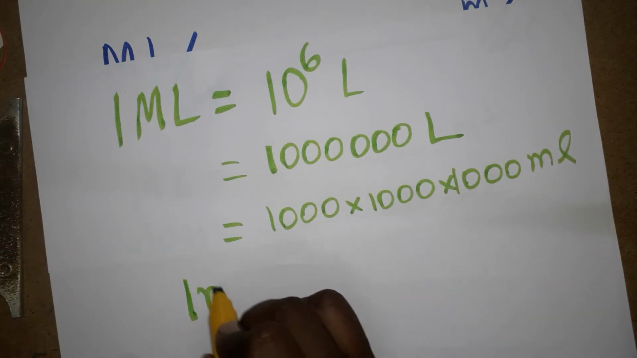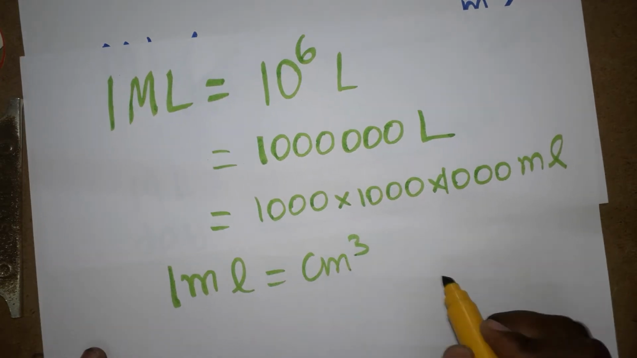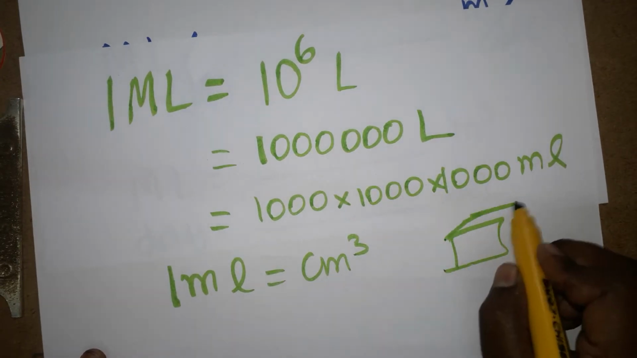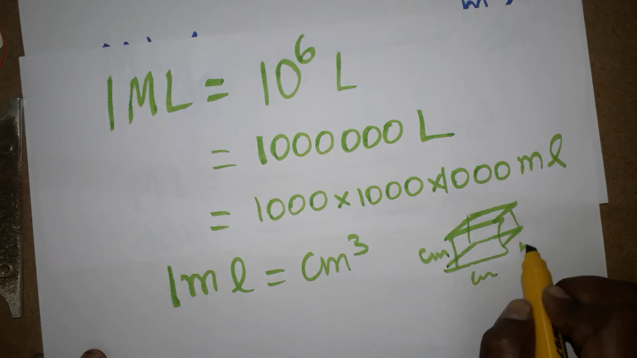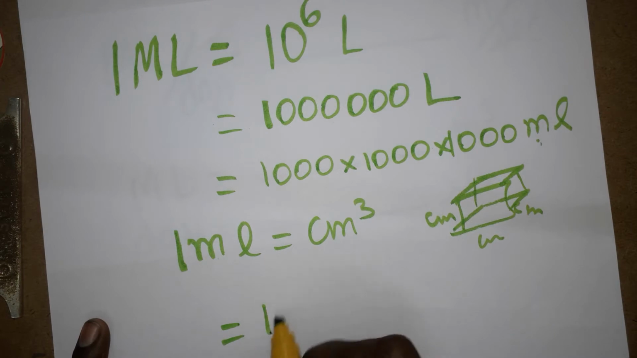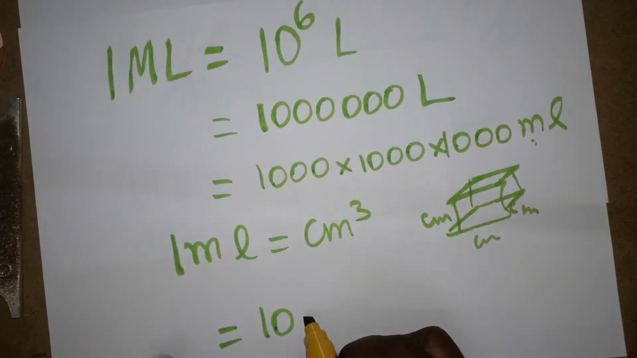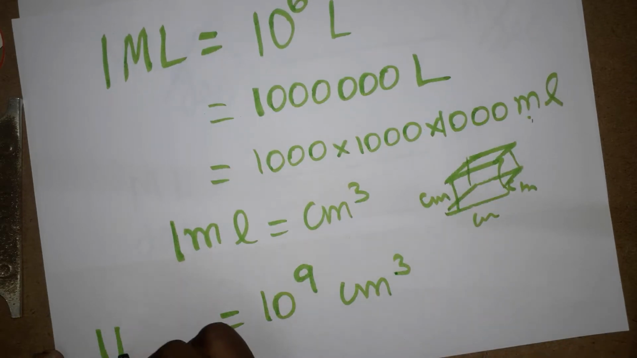So, we know 1 ml is equal to 1 centimeter cube. It's like a volume of the liquid in 1 centimeter cube. Now, this is going to be centimeter cube, with 9 zeros. Actually, 1 megaliter is equal to 10 power 9 centimeter cube.